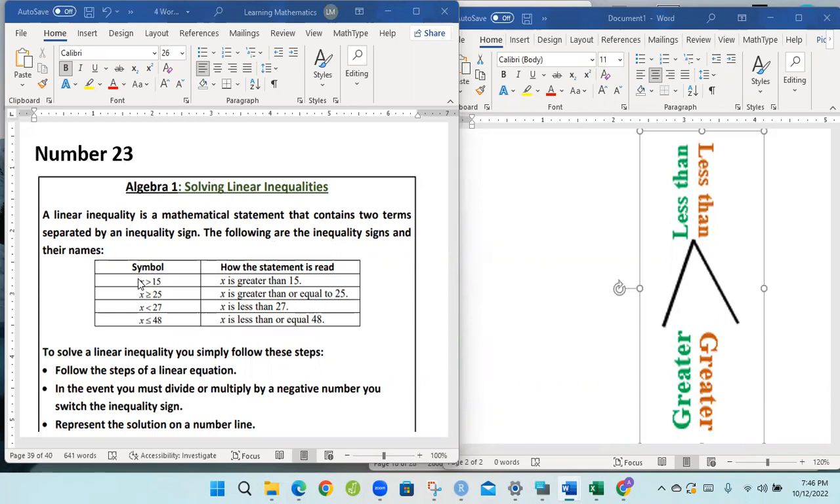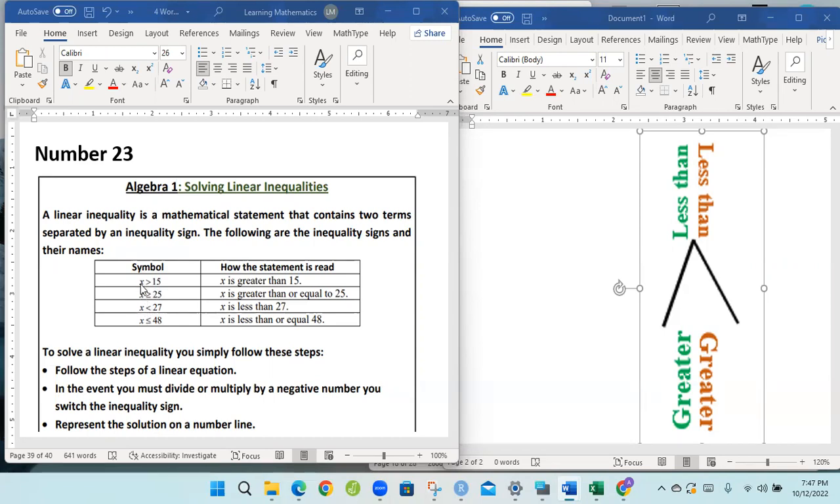So that's why some people normally call this sign a greater than sign, because it's pointing towards the right, and in English, we normally read from left to right. But in maths, you can read from any direction. Because if the X was where the 15 is, and the 15 was where the X is, you would say X is less than. X is greater than or equal to 25, X is less than 27, X is less than or equal to 48. So all of these examples are when X is on the left side.